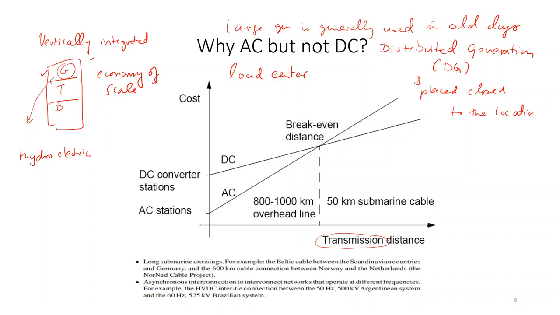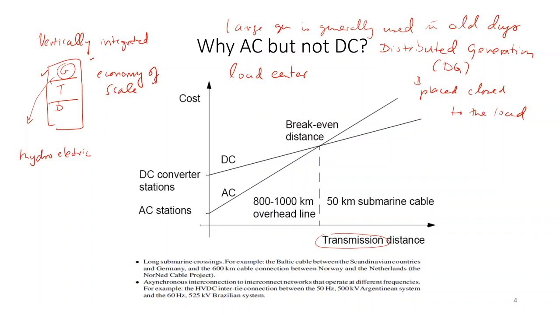The location can be close to the load consumption. Now the distance of transmission is no longer a problem these days. But we are trying to say why AC versus DC is important, because in the old days you needed a high, long transmission.